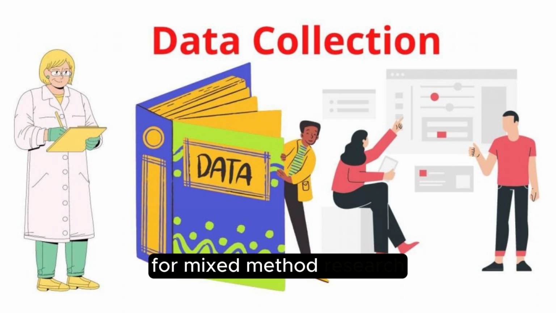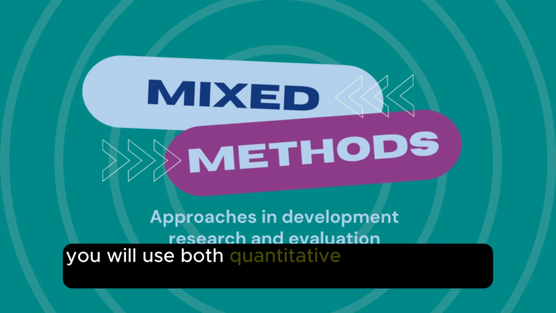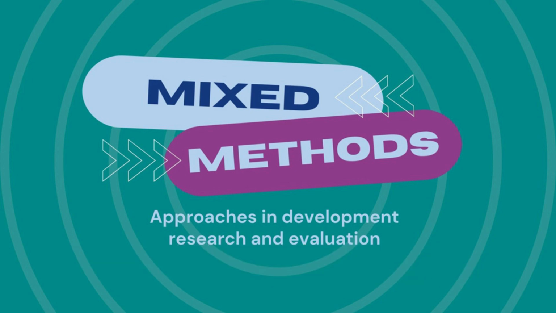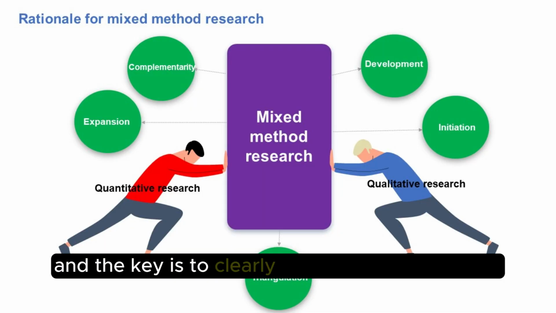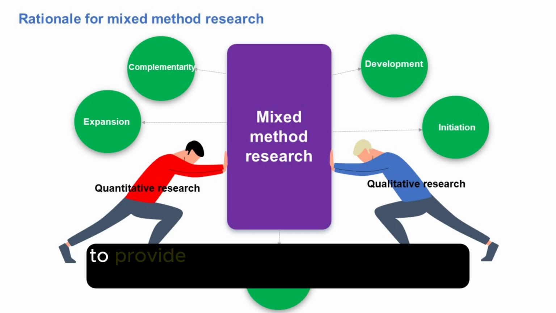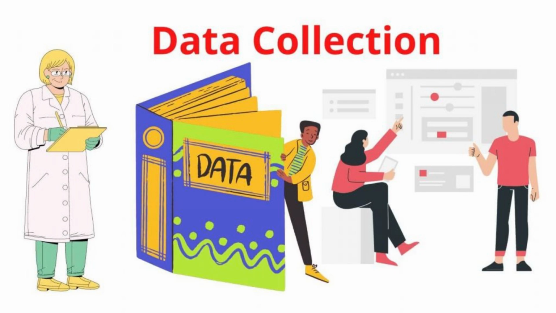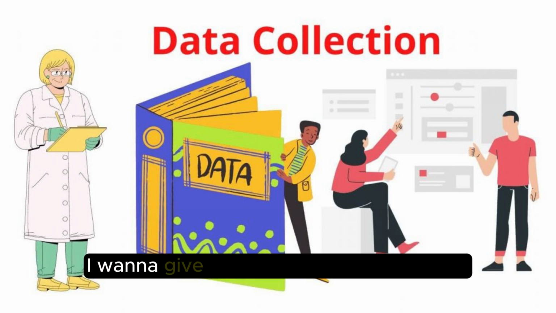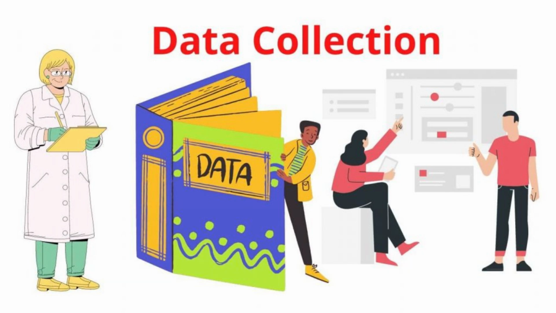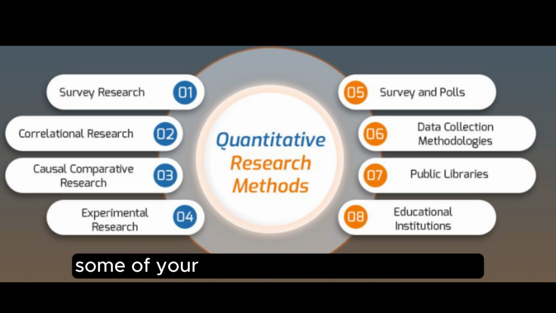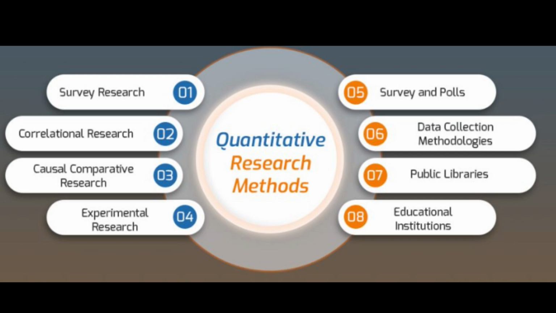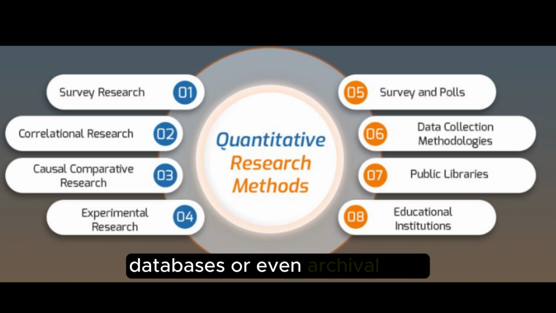For mixed method research, you will use both quantitative and qualitative tools. And the key is to clearly explain how these tools are linked to provide a comprehensive view of the research problem. I want to give you some quantitative tools. Some of your quantitative tools are surveys. You could use databases, or even archival data.